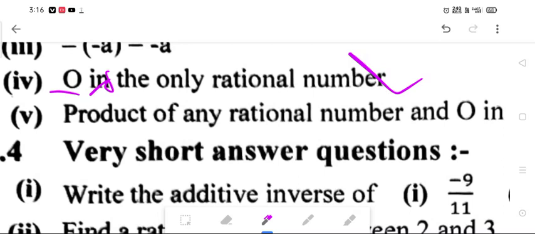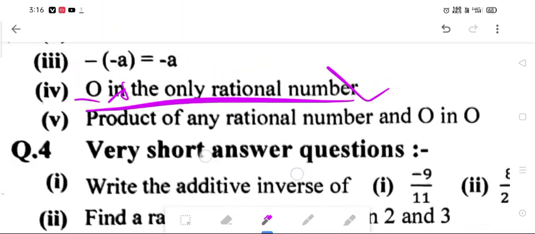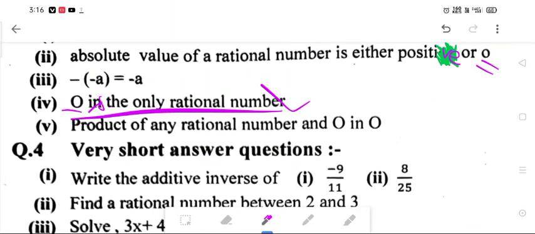What is the meaning of this? This question is, that is 0 is neither positive nor negative rational number. Okay, so first of all you have to justify that 0 is rational number or not in the simple way. The next is the product of any rational number and 0 is 0. Product of any rational number and 0 is 0.